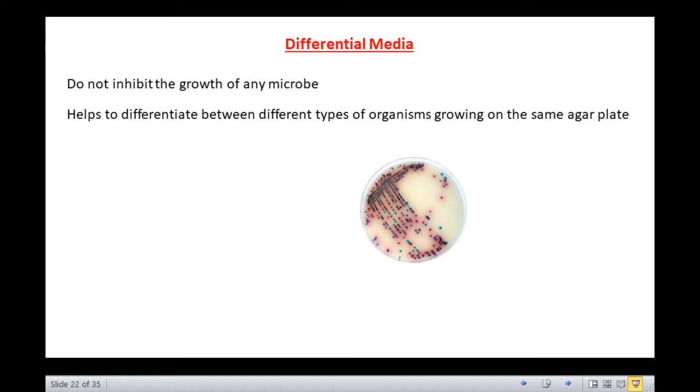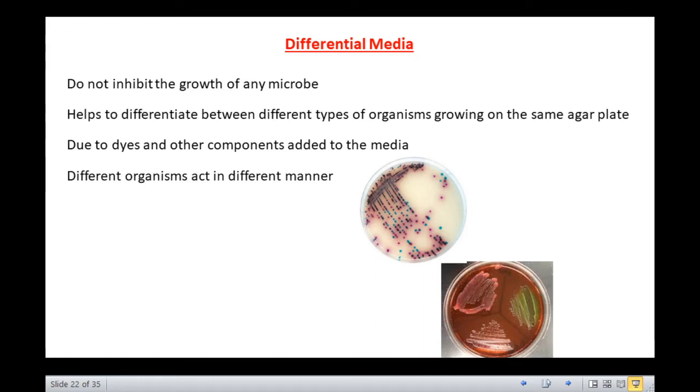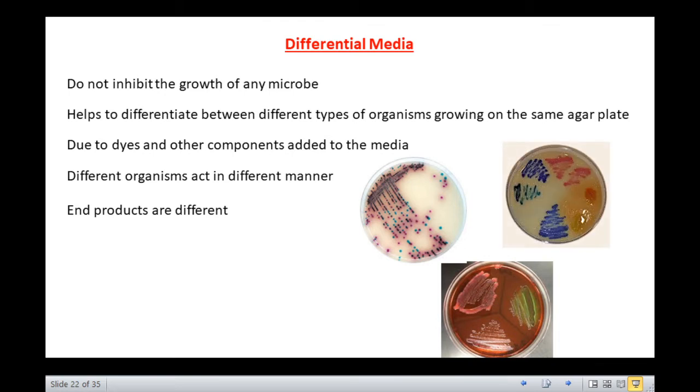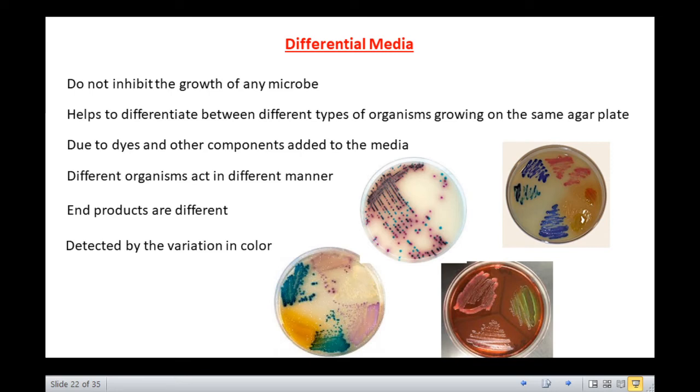This may be due to dyes and other components added to the medium upon which different organisms act in different manner such that the end products are different, as you can see in this particular agar plate. This can be detected by the variation in color. In this agar plate, we can see different colored colonies all on the same plate. Let us discuss a few examples of differential media.